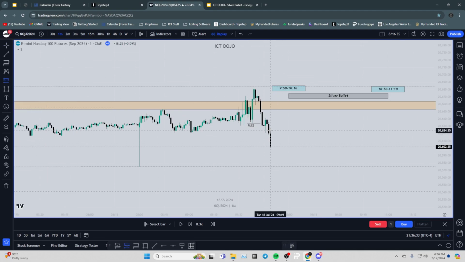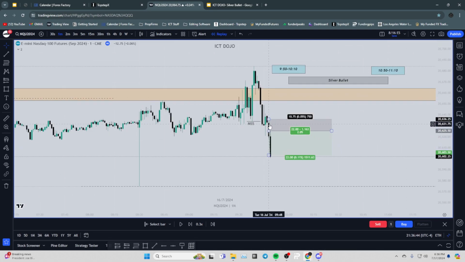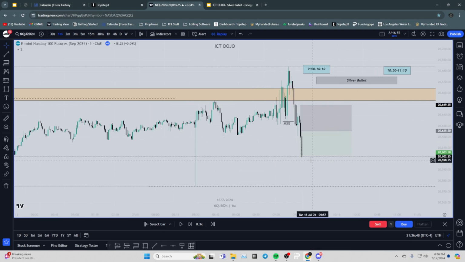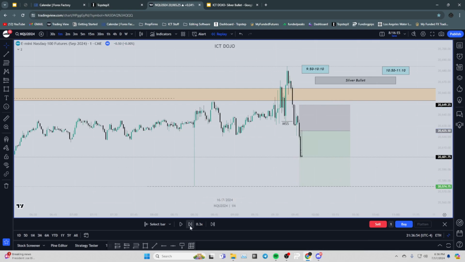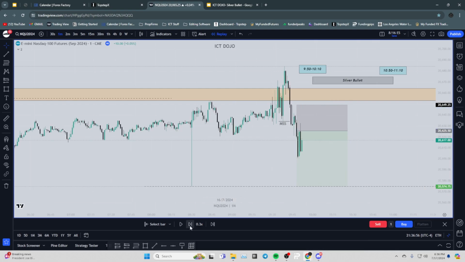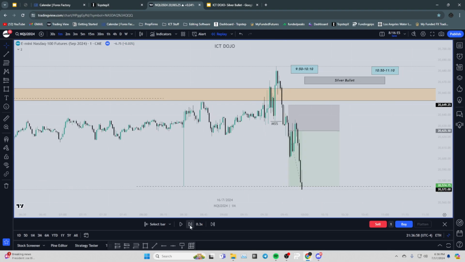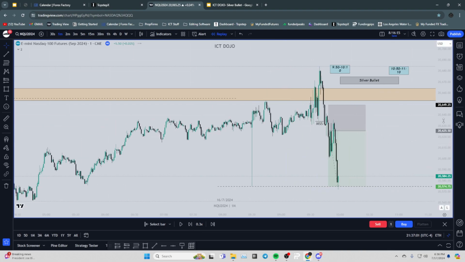So we have this fair value gap form. And typically, if we're trading off continuation, we're going to want to put our stop right above the fair value gap. However, that would be way too small of a stop. So I'm going to move it up here. And our first target will be this liquidity. So that would be our first target.